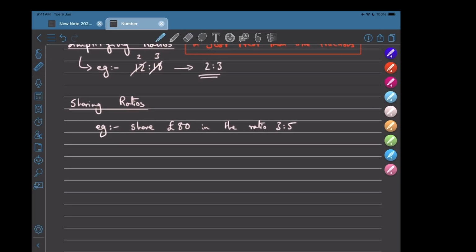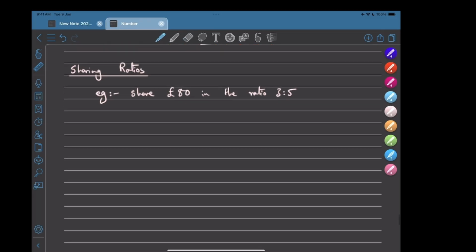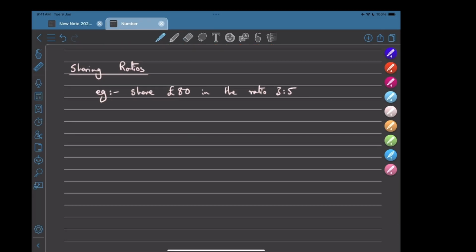Now when we speak about sharing the ratio, I will be doing this question with you all. The question will say share $80 in the ratio 3:5. Now let's say you and your brother want to share $80, and since you are older, you say, I need to get the 5 part of the money. And then he says, all right, then give me the 3 part of the money. That's what we are going to discuss.